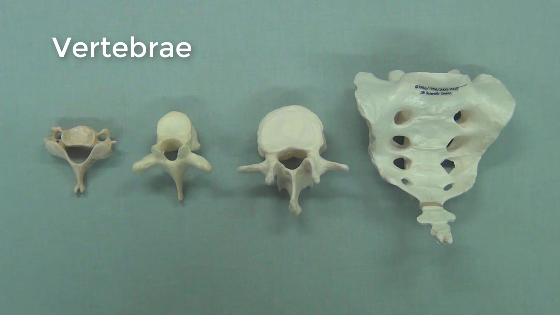The vertebral column. The vertebral column has 5 separate regions. From superior to inferior, the regions are the cervical region, the thoracic region, the lumbar region, the sacrum, and the coccyx. We have representative bones from each one of these regions pictured here.